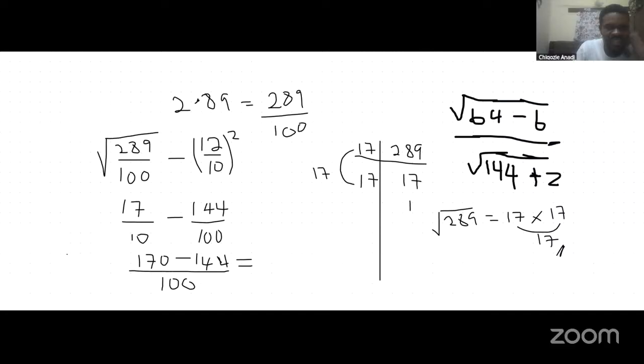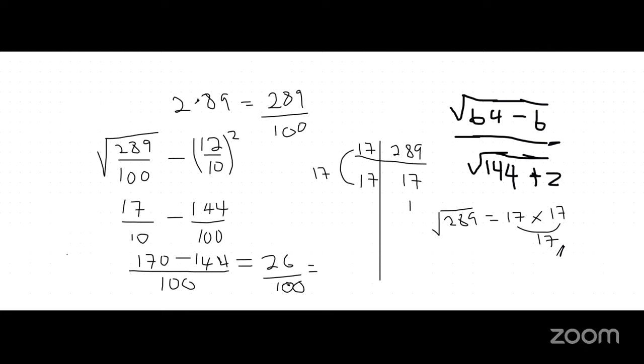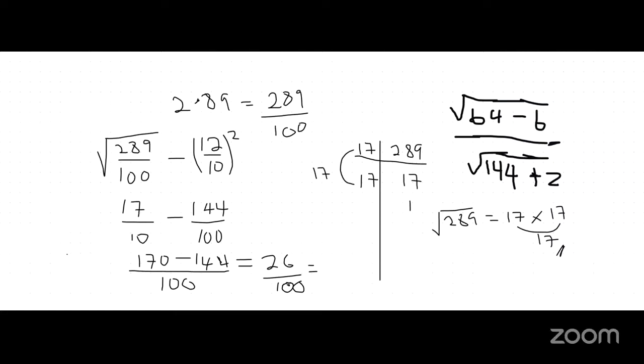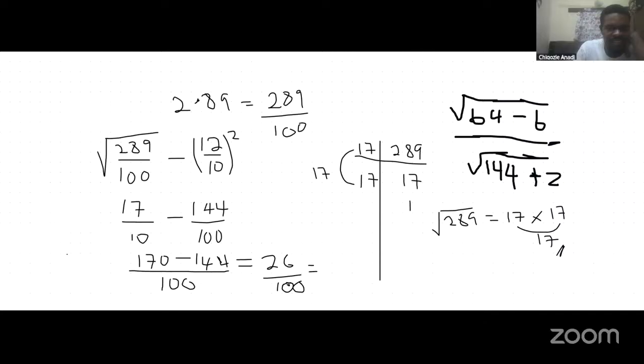It's not left for you. You can either change this back to decimal. If I want to change it to decimal, what will be your answer? What is 26 over 100 as a decimal? If you have to change this back to a decimal number, what will be your answer?